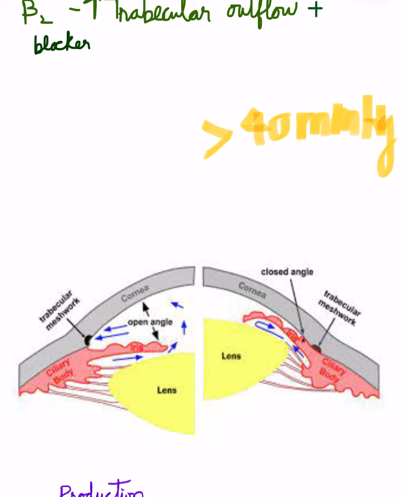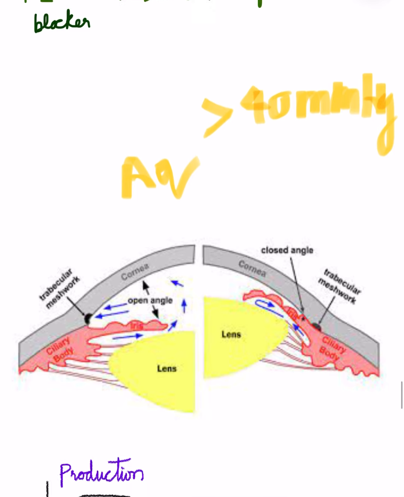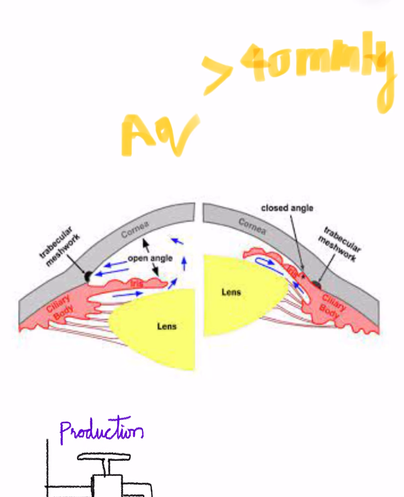Before learning about glaucoma, the normal intraocular pressure is due to the aqueous humor. The aqueous humor, which is present in the anterior chamber and posterior chamber, is responsible for this intraocular pressure. Let's see the synthesis, production and absorption of this aqueous humor.